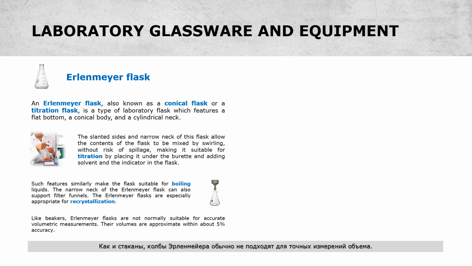Like beakers, Erlenmeyer flasks are not normally suitable for accurate volumetric measurements. Their volumes are approximate within about 5% accuracy.